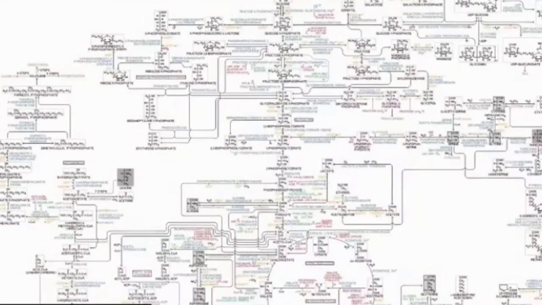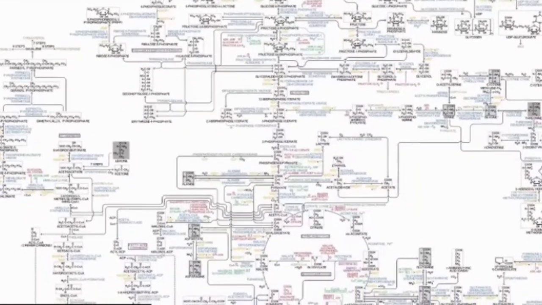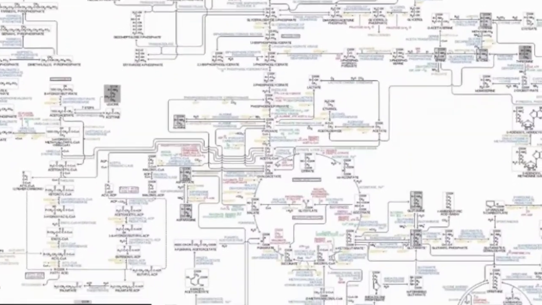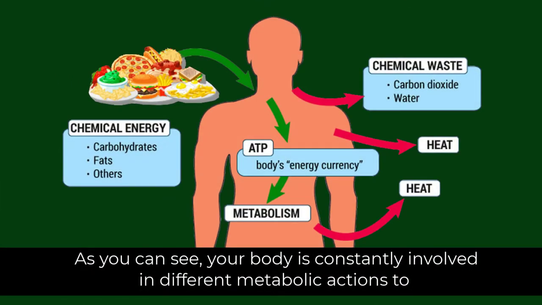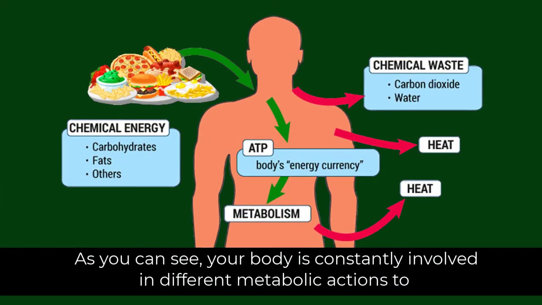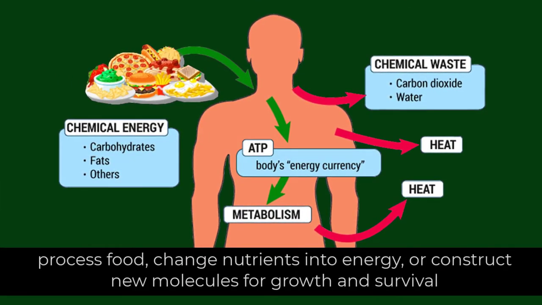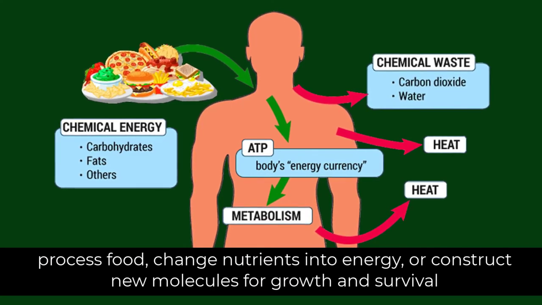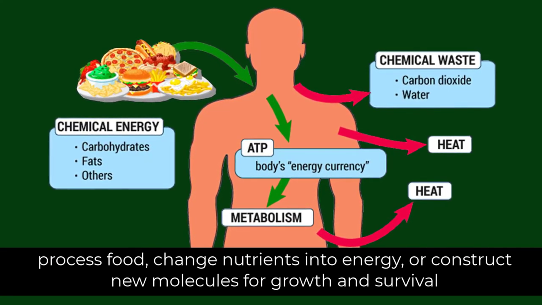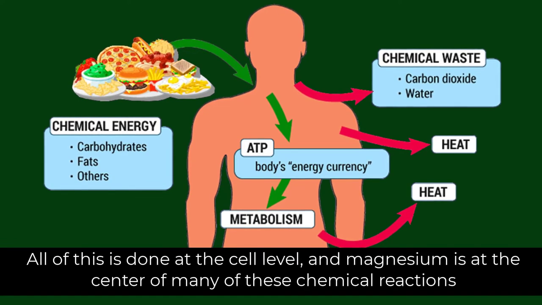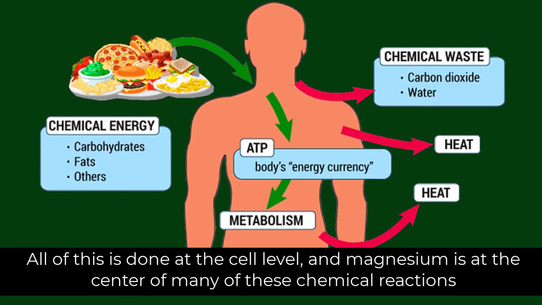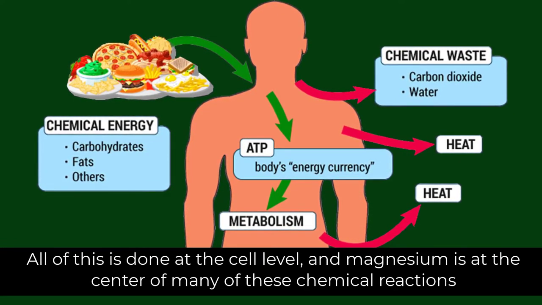This chart shows just some of the many networks, cycles, and series of chemical reactions happening inside your cells. As you can see, your body is constantly involved in different metabolic actions to process food, change nutrients into energy, or construct new molecules for growth and survival. All of this is done at the cell level, and magnesium is at the center of many of these chemical reactions.